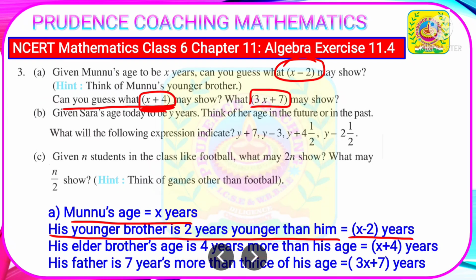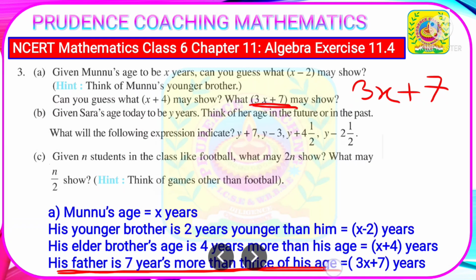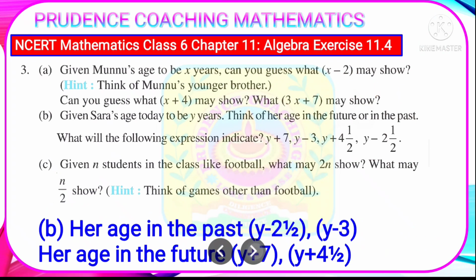Now as you can see 3X plus 7, that means 3 times Manu's age plus 7. That means someone who is much bigger than Manu. It can be his father, uncle, mother, anyone. Thrice his age means 3 into X. Thrice his age plus 7 means 7 years more. So who can it be? It can be his father, mother, or some uncle, as I have discussed. So you just write his father is 7 years more than the thrice of his age, that is 3X plus 7 years. Let's start with the next question, that is 3B.